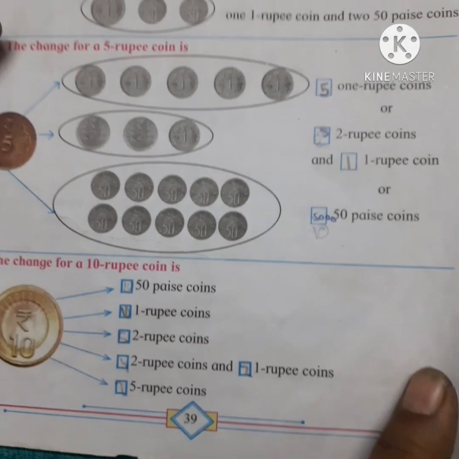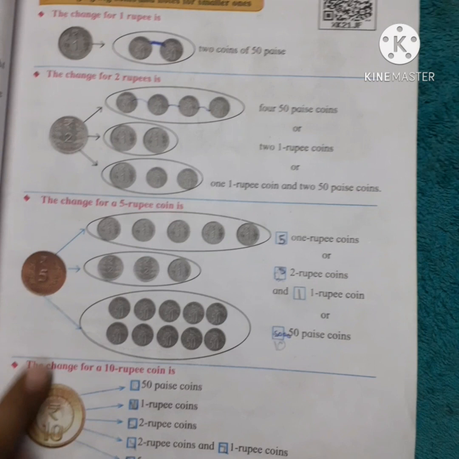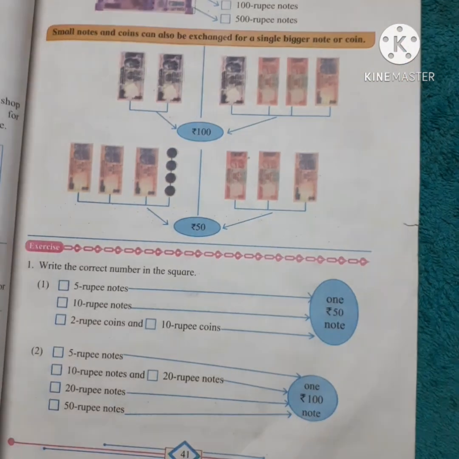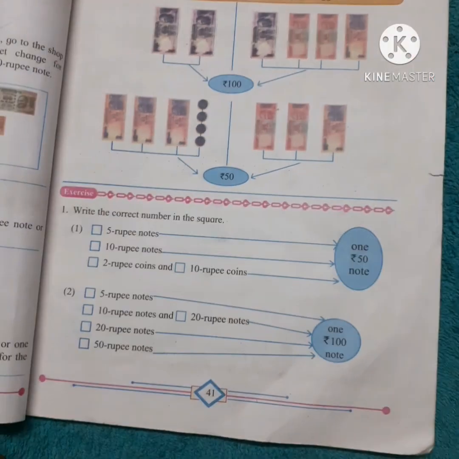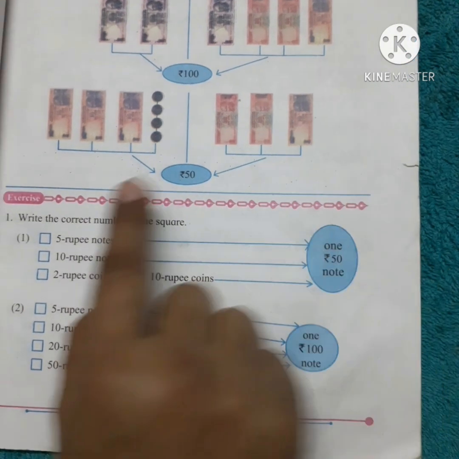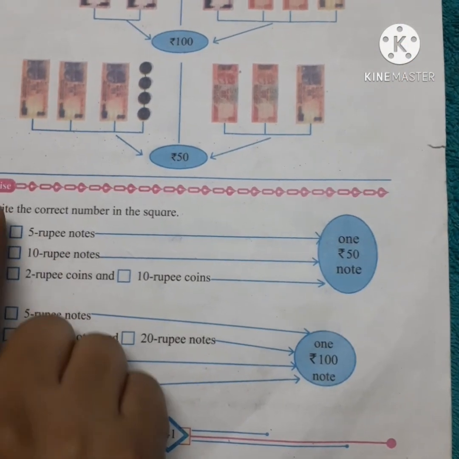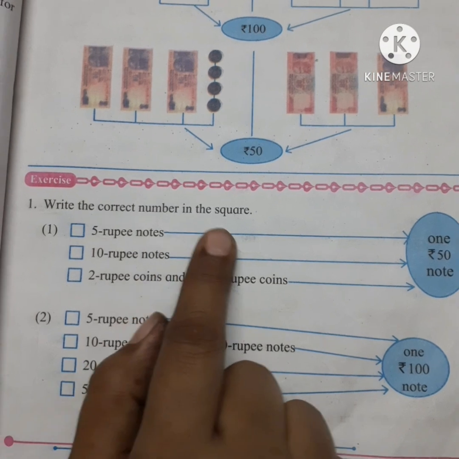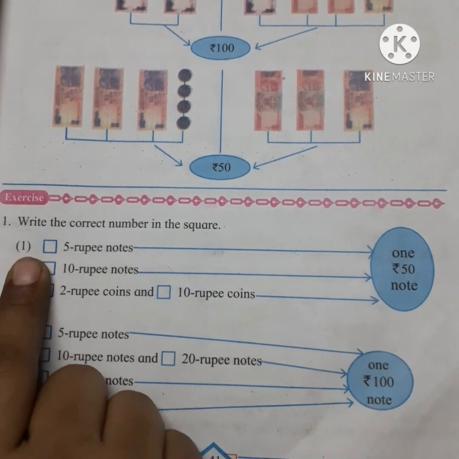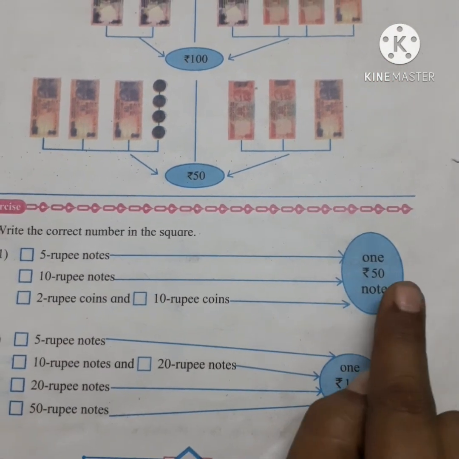I have completed all the examples here. Now from page number 39, 40, 41 half part, we will continue with our exercise part. See, write the correct number in the square. First question, see here, 1 rupee.